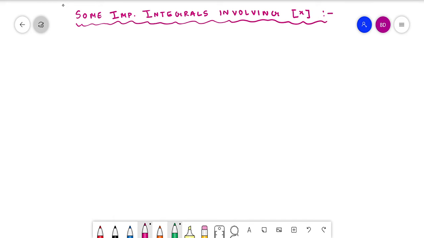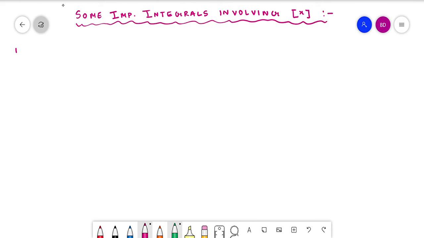In this video, we will discuss some important integrals that involve the function box x. In one of my earlier videos, I have explained the function box x, its graph, domain, and range. So now let us discuss some integrals.